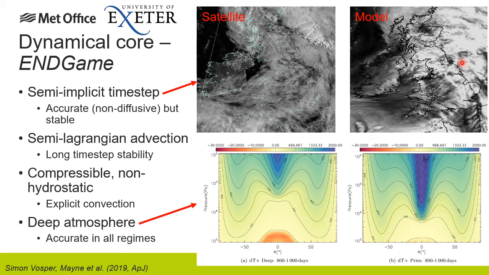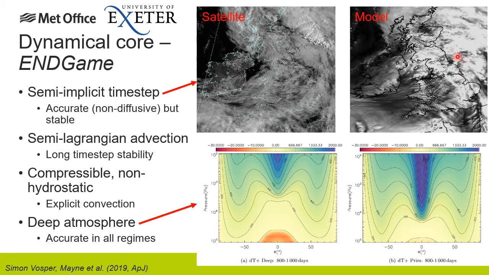The other key aspects of the dynamical core are the semi-Lagrangian advection scheme, which gives the model long time step stability and hopefully means it can run a bit faster. It uses a compressible non-hydrostatic equation set, which is good for modelling explicit convection, as I showed in Dennis's plot on the previous slide. And finally, it uses the full deep atmosphere equations, which hopefully means it's accurate in all regimes.